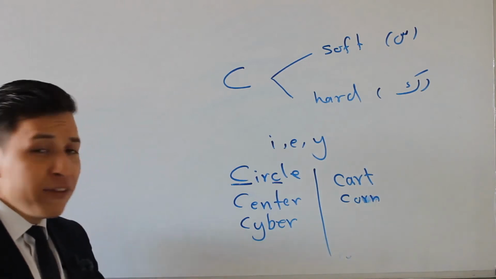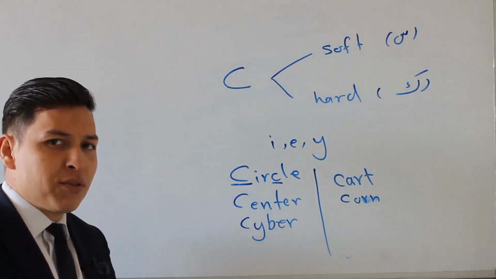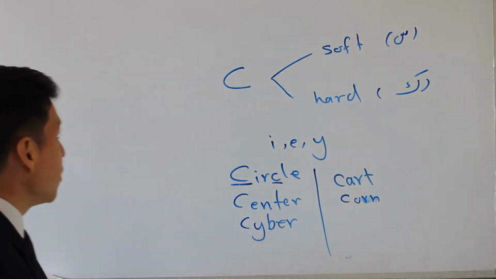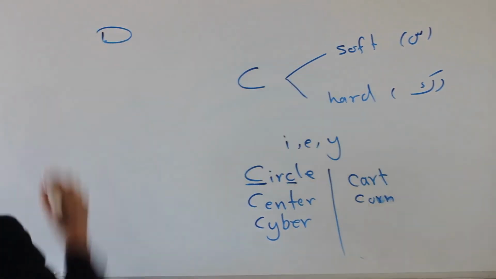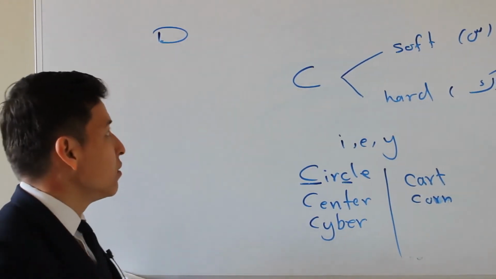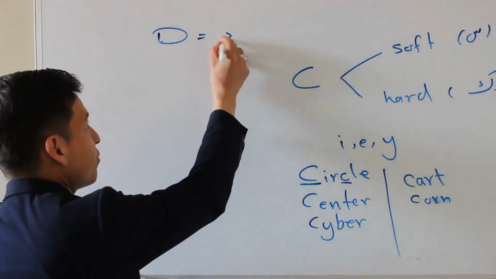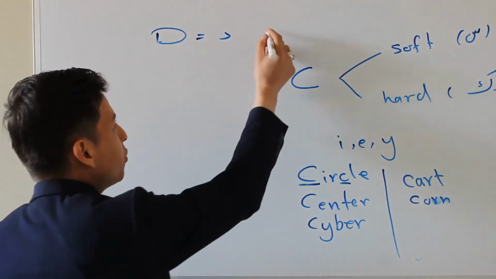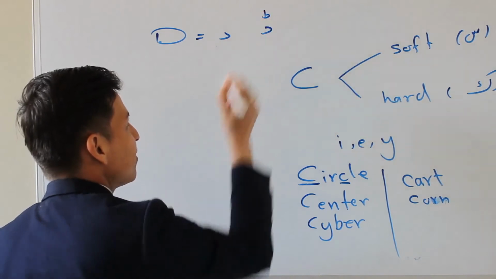Okay, the other letter that we are talking about is the letter D. The letter D represents in Dari language dal, but in Urdu it may be like this.